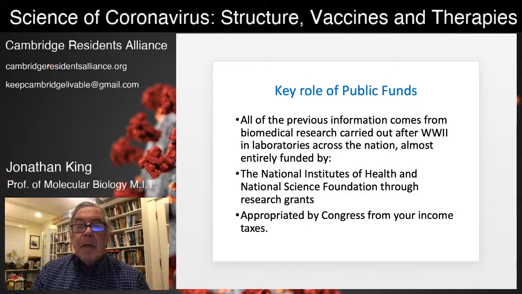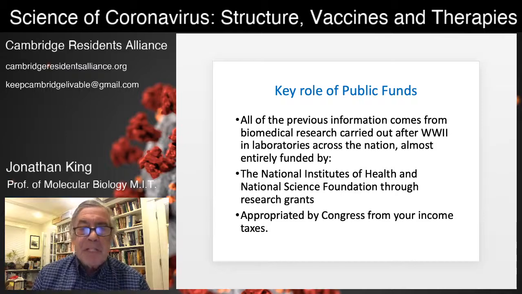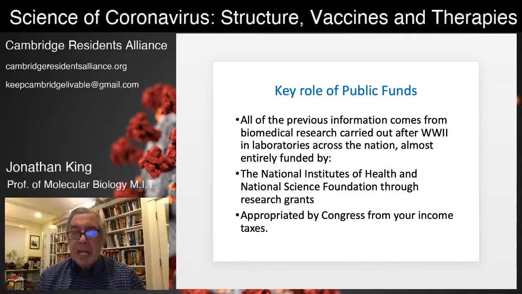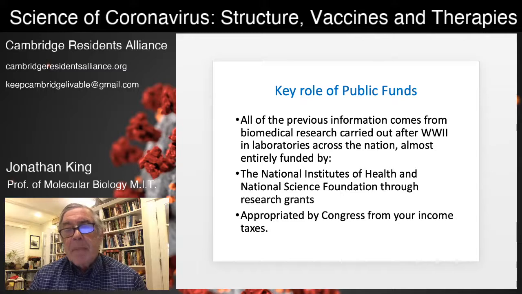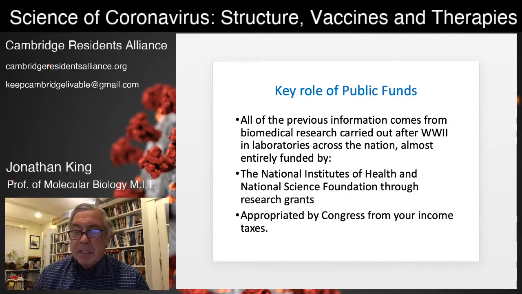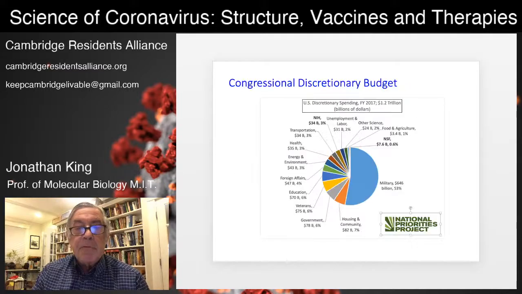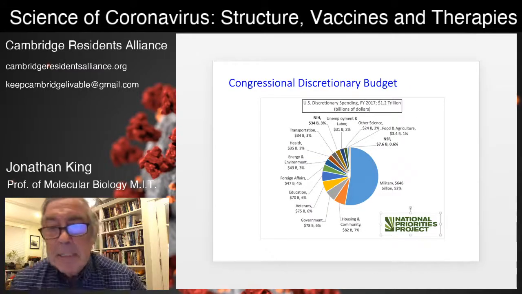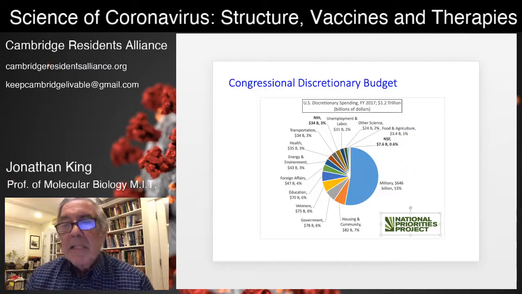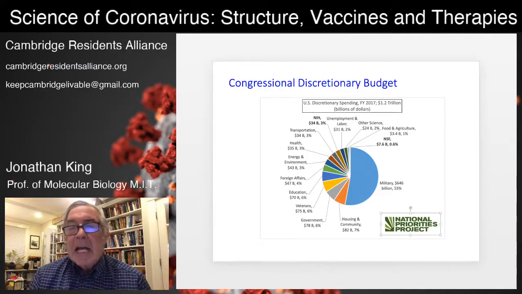Now, almost all of the information that I've showed you, those electron micrographs, all of the stuff about the spike proteins and antibodies and white cells, all of that is information that came from biomedical research carried out after World War II in laboratories across the nation. That's absolutely critical for our ability to respond to these kinds of new threats. Unfortunately, the federal budget over the last decade, I would say, has been really, really badly distorted.